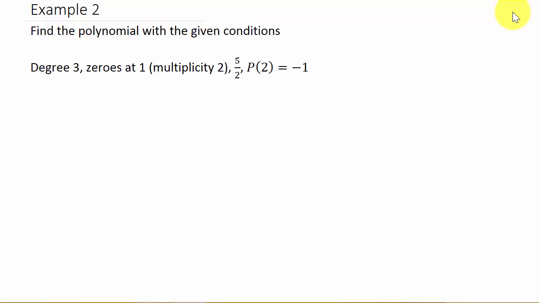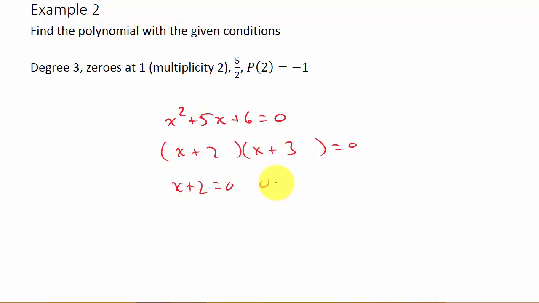Alright, so here let's find the function of a polynomial given the zeros, and we're also given this condition that p of 2 equals -1. If you recall, if you solve a quadratic equation, I've got x plus 2, x plus 3 as factors, so x plus 2 equals 0, or x plus 3 equals 0, so x equals -2 or x equals -3. So our zeros are -3 and -2.